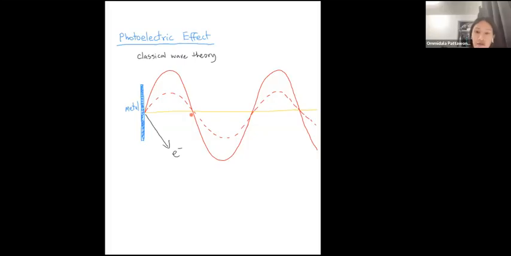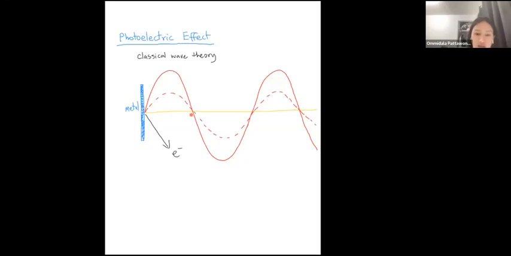However, the experiment confirmed that the ejection of electrons did not depend on the brightness or the intensity of light, but increased with the increasing frequency of the light. So the classical wave theory, which sees light as a continuous wave, failed to explain the photoelectric effect. Later on, Albert Einstein was able to resolve the paradox by incorporating Planck's quantization idea that light comes in quantized, discrete amounts of energy.